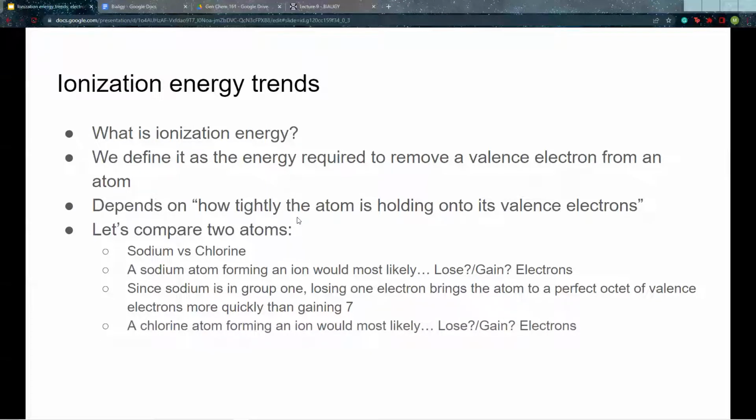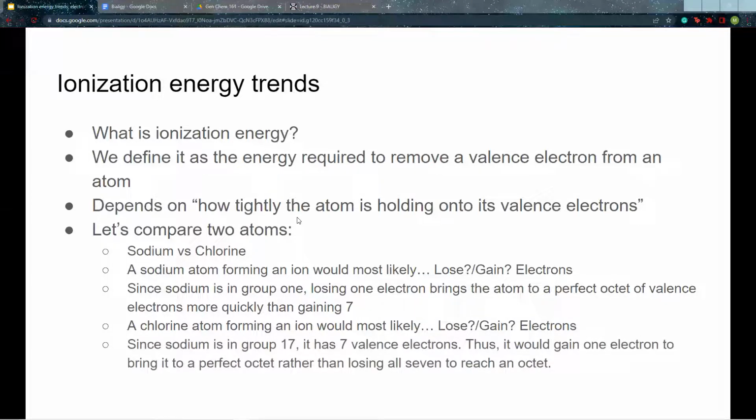Now let's consider chlorine. Will it gain or lose electrons? Consider its position on the periodic table. If you thought that it would gain electrons, you'd be right. Since chlorine is in group 17, it has 7 valence electrons. Thus, it would gain 1 electron to bring it to a perfect octet, rather than losing all 7 to reach an octet. Using these comparisons, we can confidently say that the ionization energy, losing 1 electron, of sodium is lower than chlorine because sodium wants to lose 1 electron in order to reach its octet. Chlorine is looking to gain more electrons, so pulling one off would be much harder.